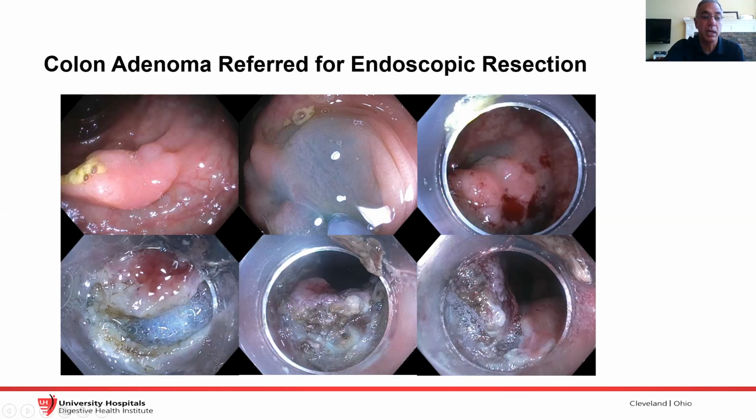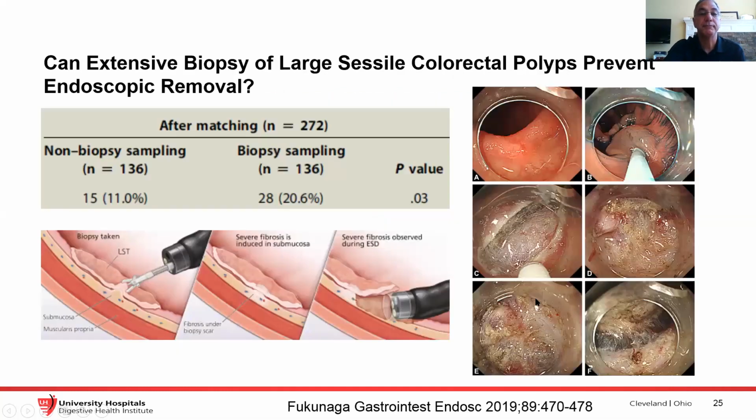It seemed like it lifted, but it was very difficult to grab with a snare, so we switched to ESD techniques pretty early on. You can see the blue solution here in the submucosal layer, but as soon as we got underneath the depressed area, you can see we ran into fibrosis, and after beating up the lesion with cautery, we decided to stop and send the patient to laparoscopic resection.